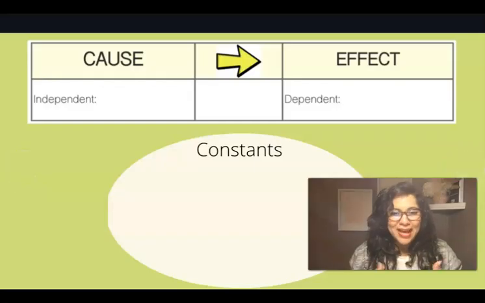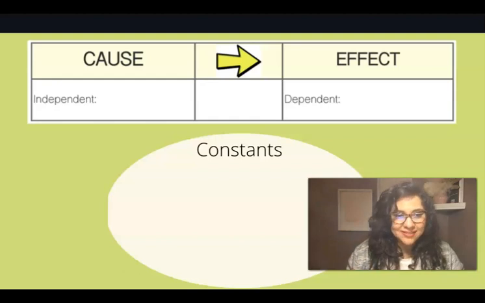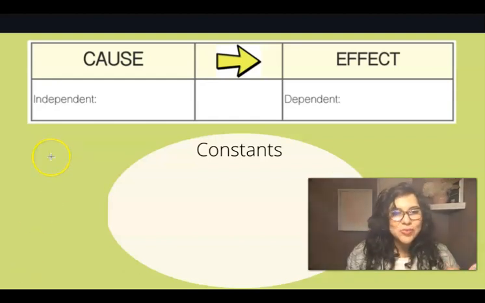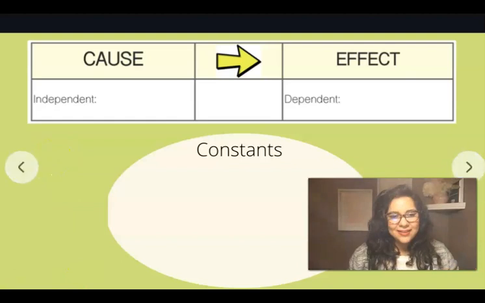All right, guys, now that we had that quick little recap, go ahead, press pause, and work on the independent, dependent, and constants for our experiment. And when you're done, press play so we can review the responses. All right, guys, welcome back. And now let's check in and see if you were on the right track for identifying your variables.